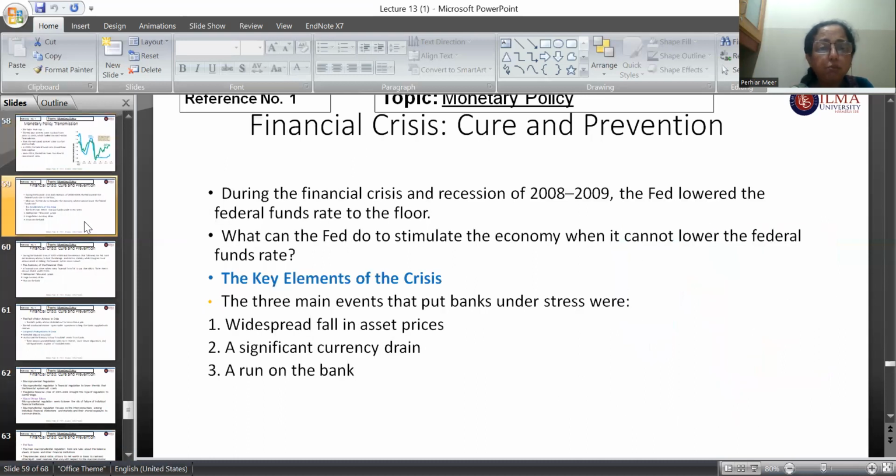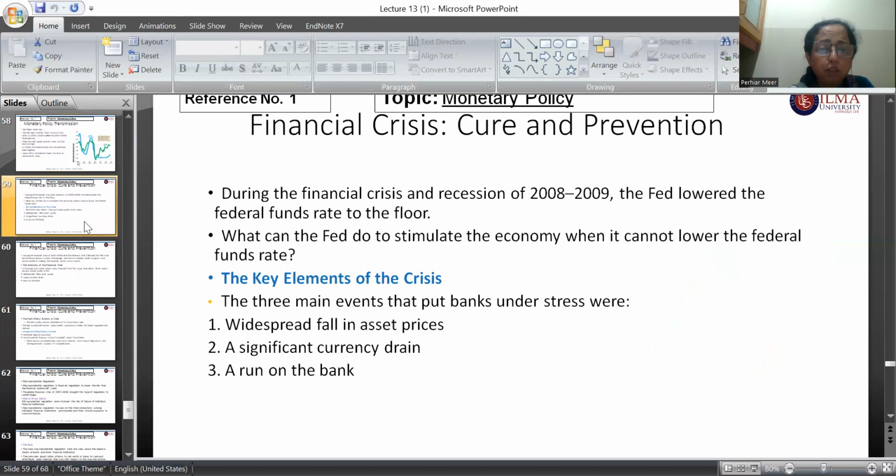Financial crisis cure and prevention. During the financial crisis and recession of 2008 and 2009, the Fed lowered the federal funds rate to the floor. What can the Fed do to stimulate the economy when it cannot lower the federal funds rate? The key element of the crisis.